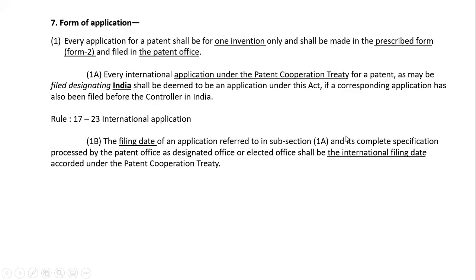So now move towards our section 7 subsection 1b, that is a filing date. Filing date of an application referred to in subsection 1a and its complete specification processed by the patent office as designated office or elected office shall be the international filing date accorded under the PCT.